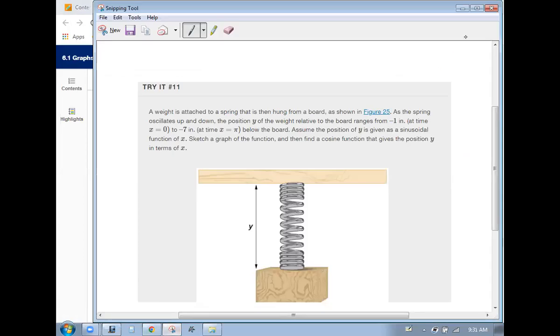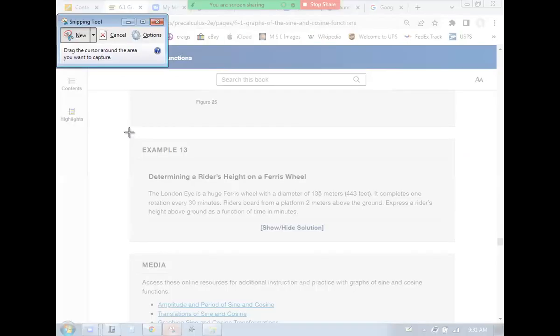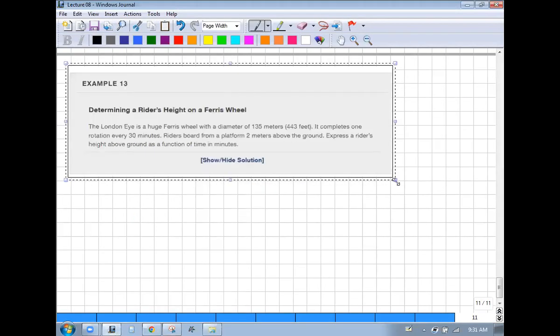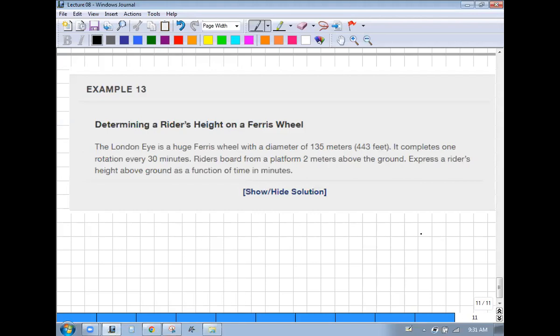And this one here, I think this is hard. This one right here, this is the hard one. Okay, Ferris wheel. So they give us these ugly numbers. Here's a Ferris wheel, and its diameter is 135 meters. Well, the diameter is the distance all the way across, right? So the radius is half of that, which is 67.5, okay? So we have this Ferris wheel, and it completes a rotation every 30 minutes.